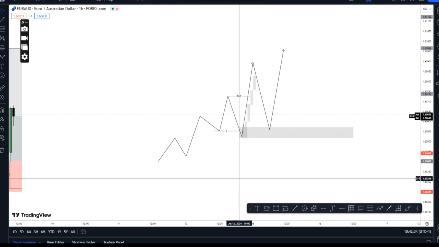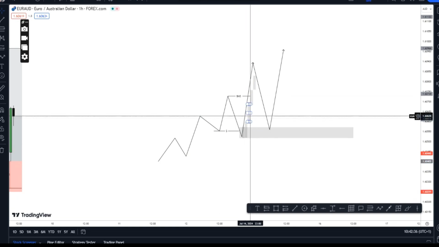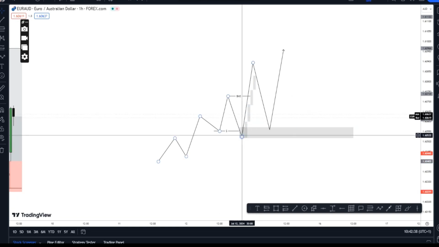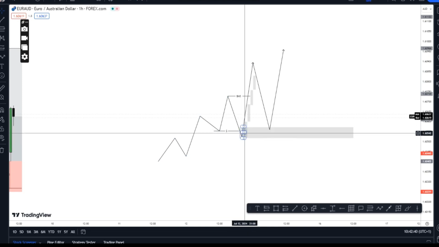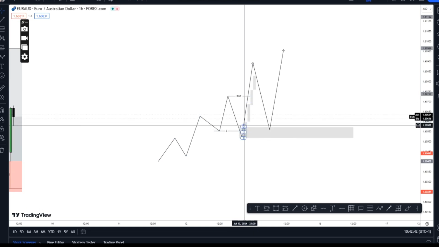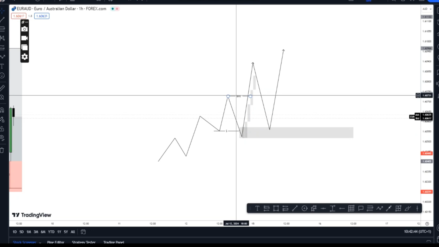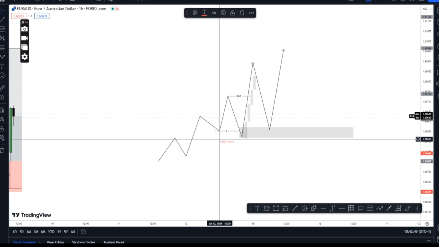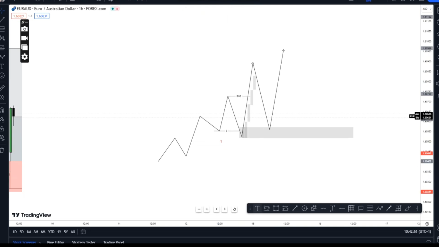It means one, a sweep of liquidity. Two, just after the sweep of liquidity, there needs to be a break of structure. For that block to be formed, there needs to be a break of structure right here. So one, a sweep of liquidity right here. Two, we now have a break of market structure.